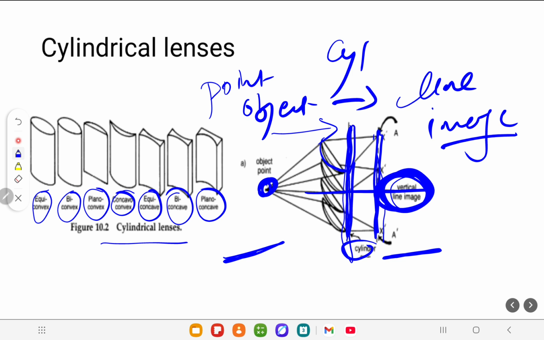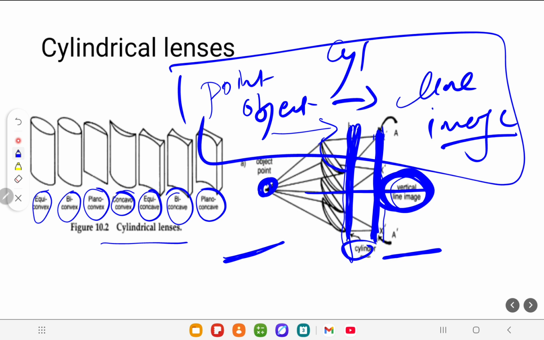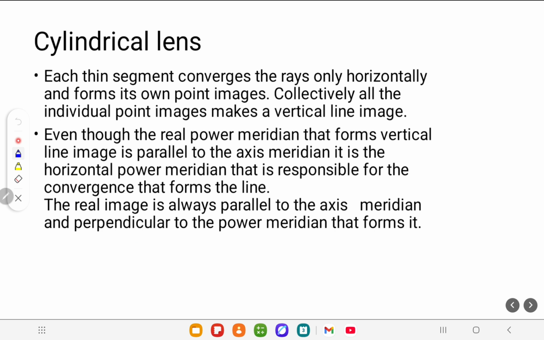Whichever way the axis is oriented, the image is also oriented along the same line. It's so important to understand this concept, which is a very crucial concept in the long term. Okay, so in cylindrical lenses, each thin segment converges the rays only horizontally and forms its own point image, and collectively all the individual point images make the vertical line. Why a vertical line? Because the axis is vertical, that's why the image also forms in a vertical line.